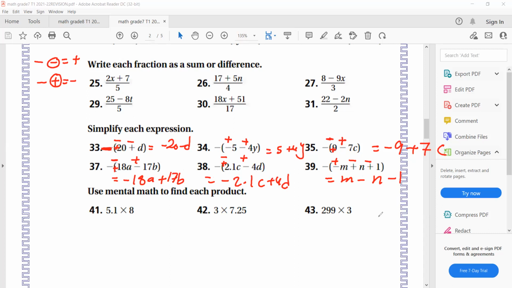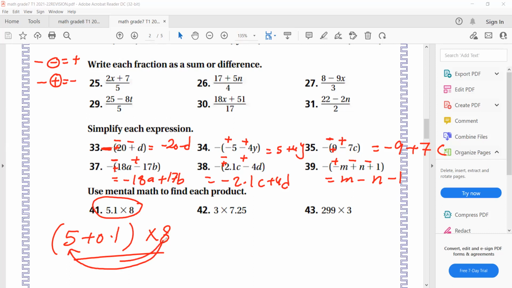Okay. If I have 5.1 multiplying 8, I want to multiply it by another method, an easy one. 5.1 equals 5 plus 0.1. Multiplying 8, okay? You can do this, then check with the calculator. I multiply 8 times 5 and 8 times 0.1. It will be 40 plus 8 multiplied by 0.1, which is 0.8. Then add, it will be 40.8.